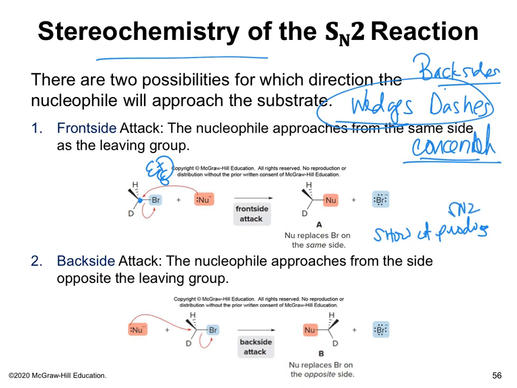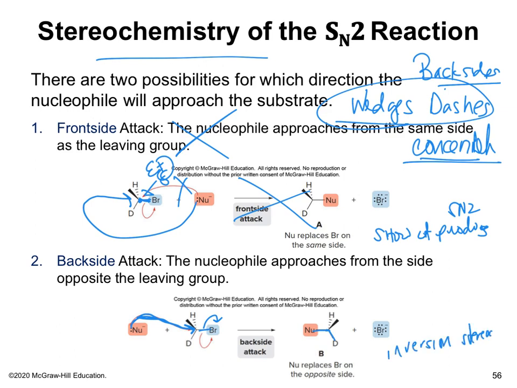So what's happening is you don't draw it like this, okay? It's backside attack. You need to actually draw the nucleophile coming in across from the bromine, and then the bromine leaves. Front side attack doesn't happen, folks. Backside attack, it comes in to the anti-bonding orbital on the backside, and the bromine leaves. Now what happens here is you get an inversion of stereochemistry.